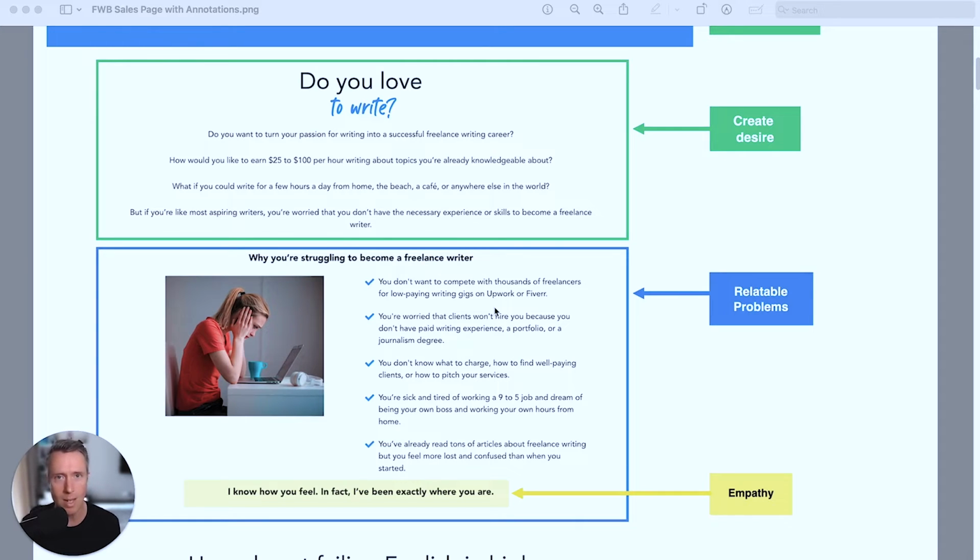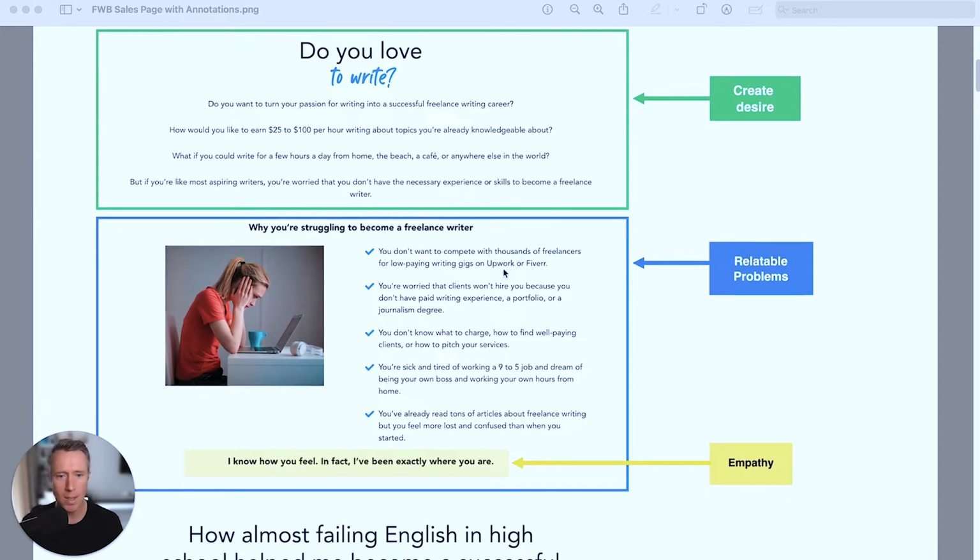Remember, research is essential before you start writing. You need to know what are the core challenges that they're going through, and also what are the core desires of your audience. So we've already tackled the desires. We've created desire, which creates interest in that top section. The next one is relatable problems. We want to write these problems so that people can read them and go, that's me. Yes, I have these same problems.